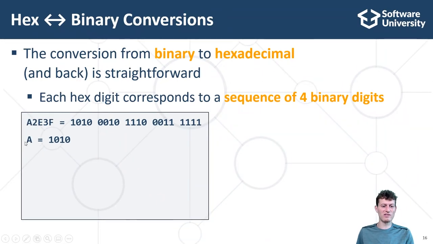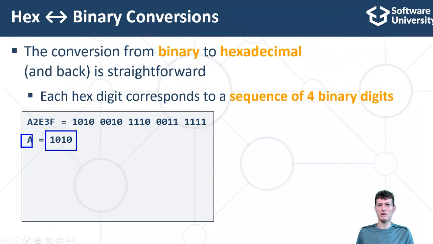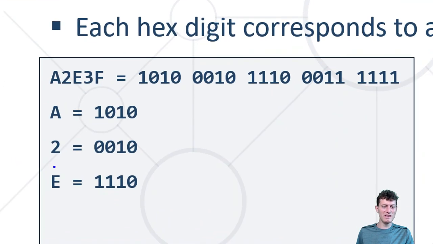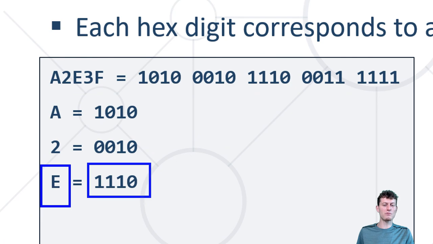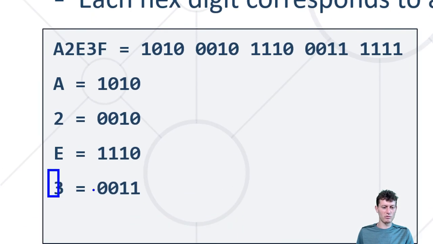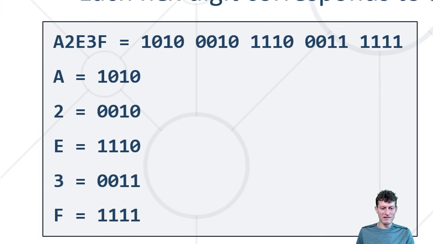The digit A corresponds to 1010. The digit 2 corresponds to 0010. The digit E corresponds to 1110. The digit 3 corresponds to 0011. And the digit F corresponds to 1111. We append all these bits and we obtain the binary representation of the input hex number.